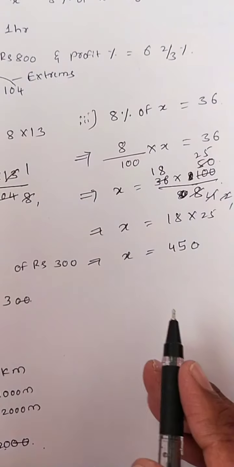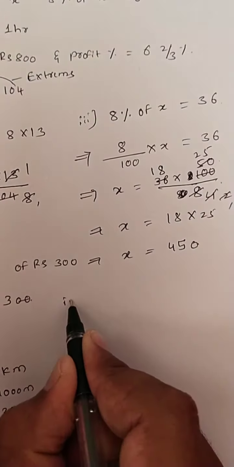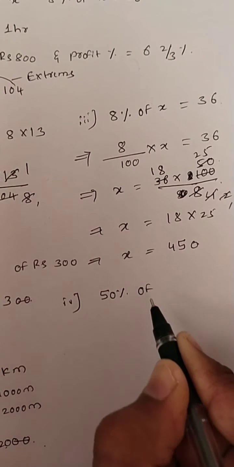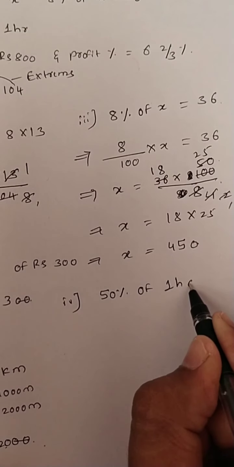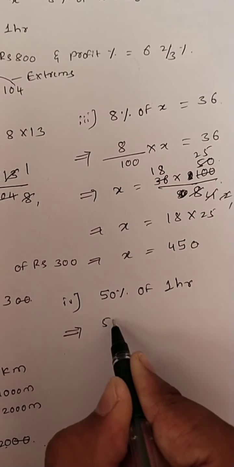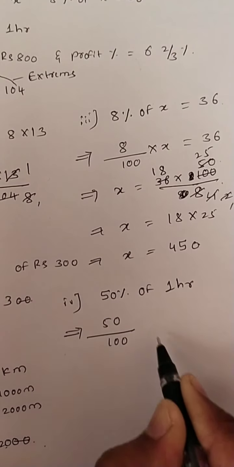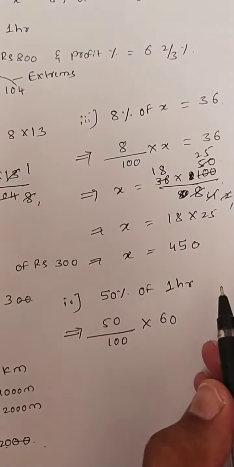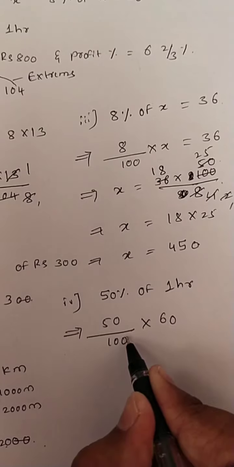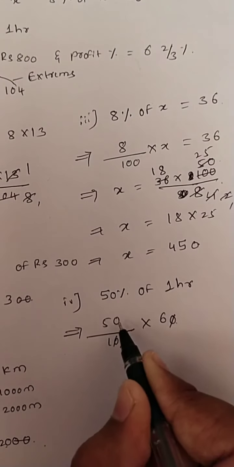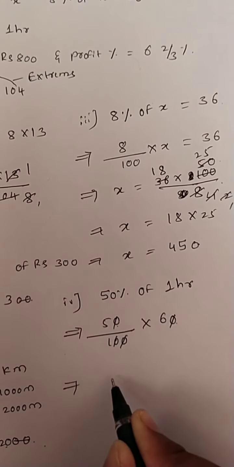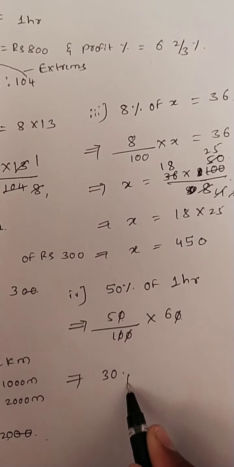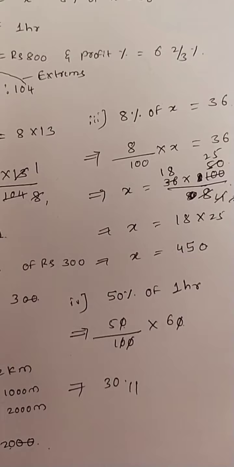One more question I am going to solve, the fourth question: 50% of 1 hour. 50% of 1 hour is equal to 50 divided by 100 into 1 hour, which is 60 minutes. The zeros get cancelled, so the remaining is 6 5s are 30. So 30 minutes is your required answer.